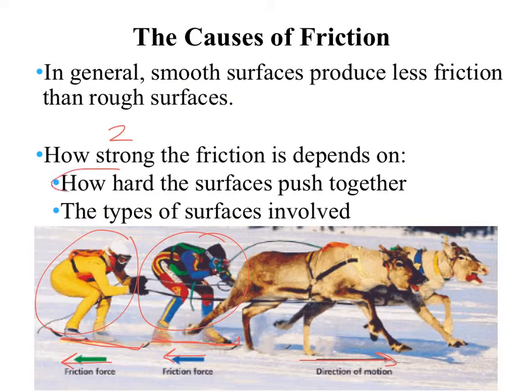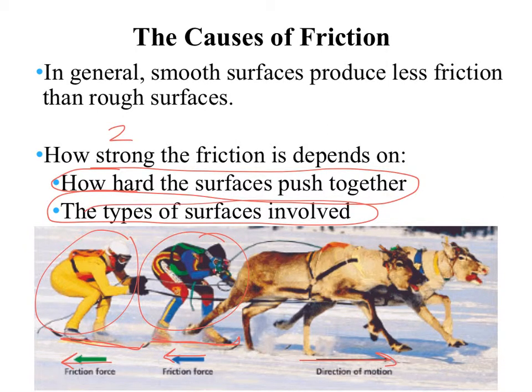First of all, how hard do the surfaces actually push together? How much are they being forced together? And then second of all, what types of surfaces are we dealing with here? Are we dealing with really slippery ice? Are we dealing with gravel? Are we dealing with sand? So the surfaces and how hard the objects are pushing together have a huge impact on how much friction is going down.